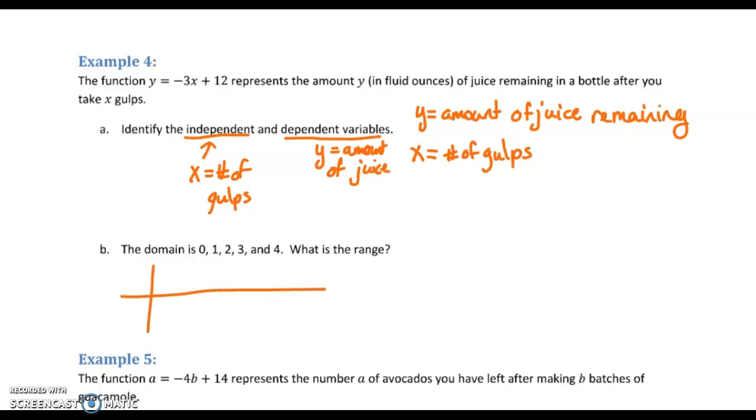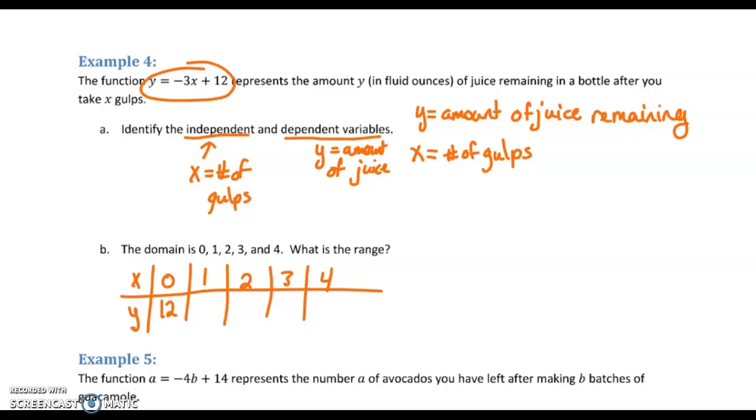Okay, now the domain is 0, 1, 2, 3, and 4. Now you can use a calculator to plug into this equation and find the numbers. So when you plug in 0, you have 12. When you plug in 1, you have 9, and so on. So let's just finish this up real quick. You'd have 6, and then 3, and then 0. Okay, so that means that your range is your y values, and I'm going to put them in numerical order: 0, 3, 6, 9, and 12.